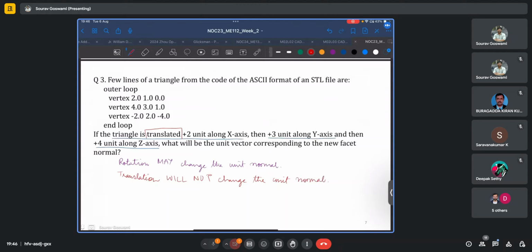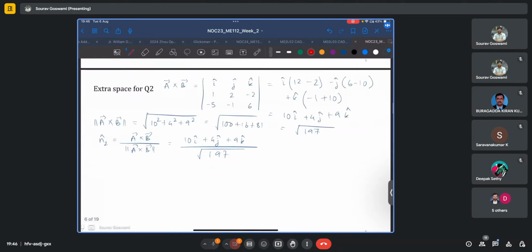So we can save a lot of time and effort by not recalculating the unit normal and say that it is exactly as we calculated in the previous step. So the unit normal is still oriented along this vector.